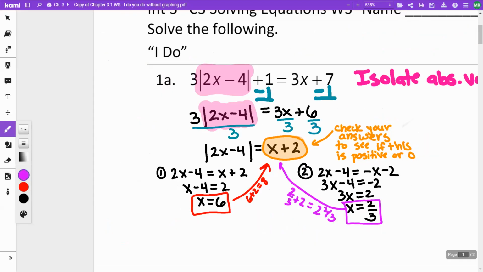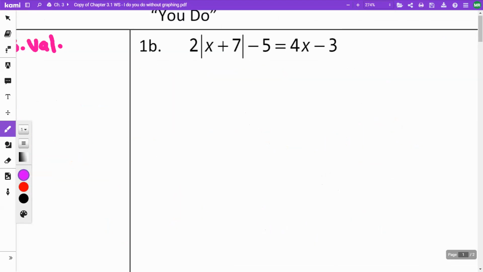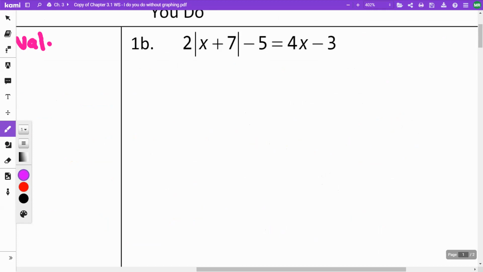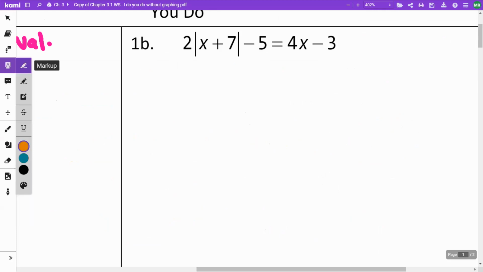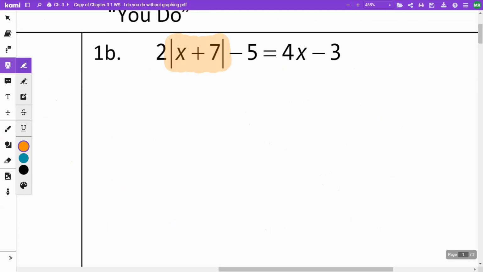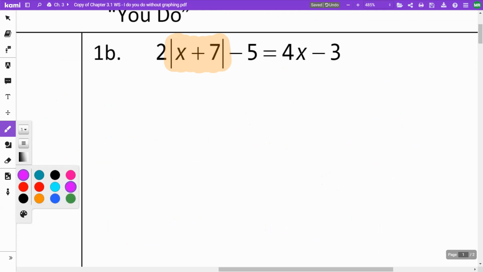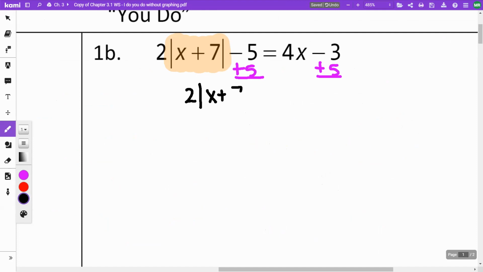For 1B, after we try 1B, what we're going to do on this one is, again, get my absolute value isolated, okay? So I want that x plus 7 in the absolute value isolated. My first step, I am going to add 5 here, add 5 here. I end up with 2 times the absolute value of x plus 7 is equal to 4x plus 2.